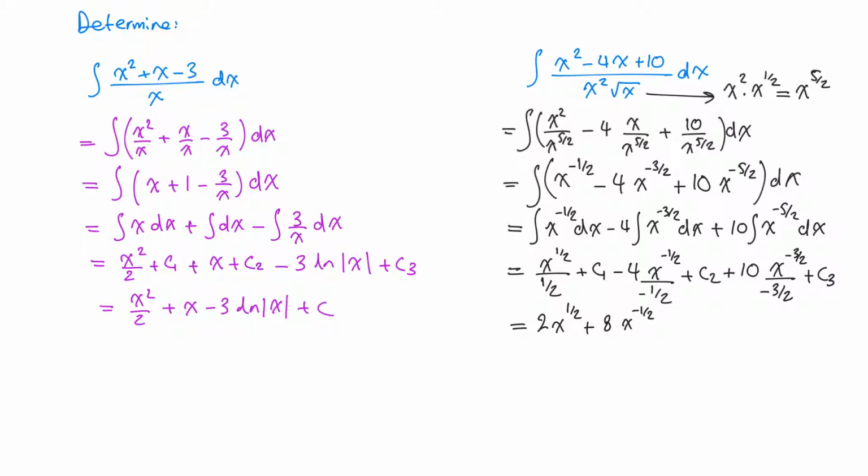And then positive multiplied by a negative gives me a negative. 10 times 2 gives me 20 over 3, x to the negative 3 over 2. And I'm just adding one constant instead of all the constants here. So you can leave this as the way it is, or you can change it back to radicals if you wish, but this is your final answer in exponent form.